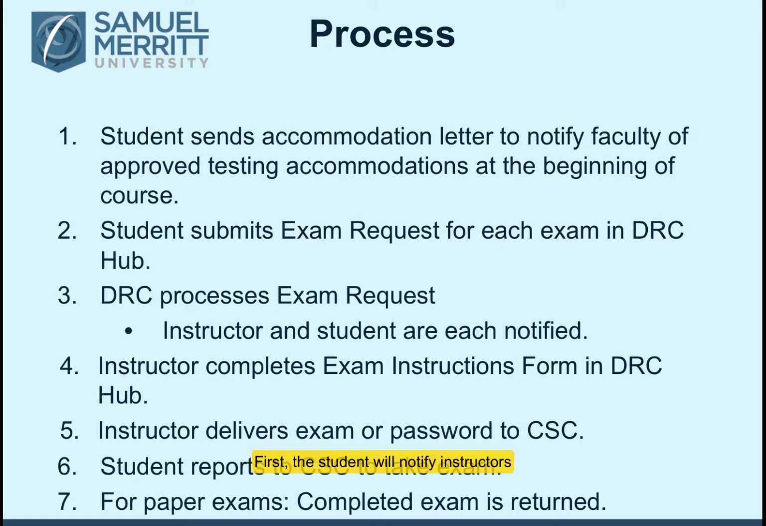First, the student will notify instructors of their accommodations, including alternative testing, at the beginning of each course. This notification will be submitted through the DRC Hub and generates an email to each instructor. Students are encouraged to send the accommodation letter as close to the start of the course as possible.